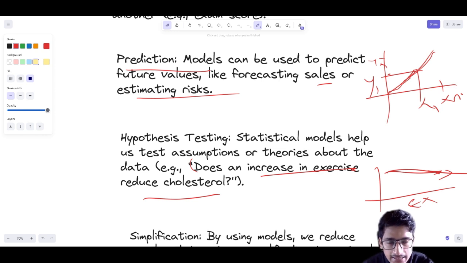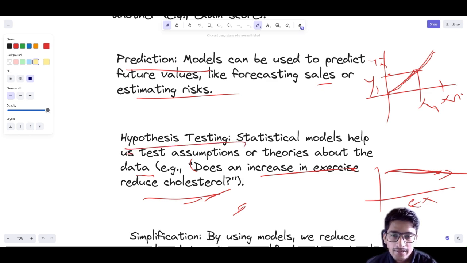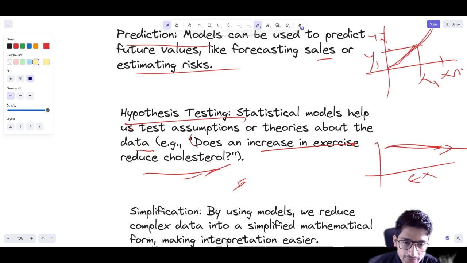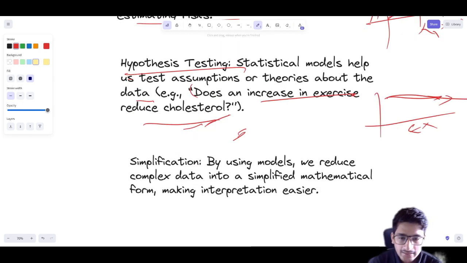Using a statistical model. Statistical models help us test assumptions or theories about the data. Example: does an increase in exercise reduce cholesterol? And through a statistical model, if you have the data, you could prove this hypothesis. So we have got an idea of what hypothesis testing is.